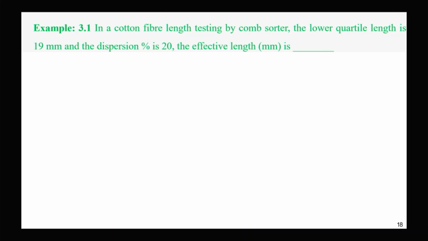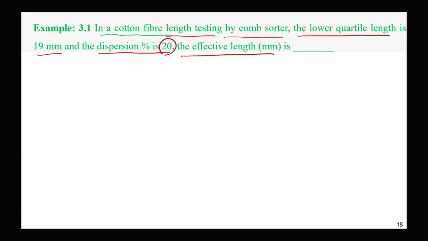Now let us try to do some numerical. In a cotton fiber length testing by comb sorter, the lower quartile length is 19 mm and the dispersion percent is 20%. The effective length is to be calculated.